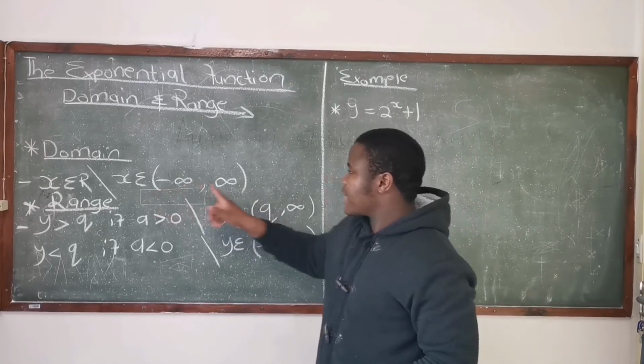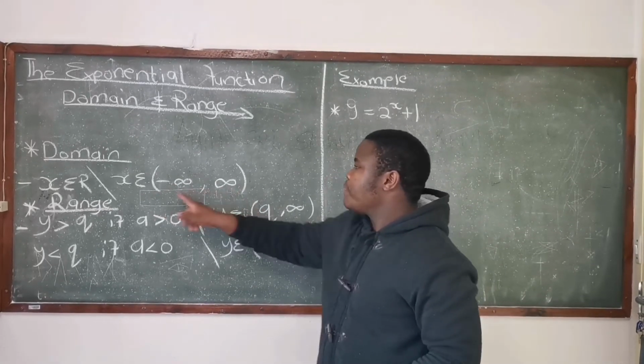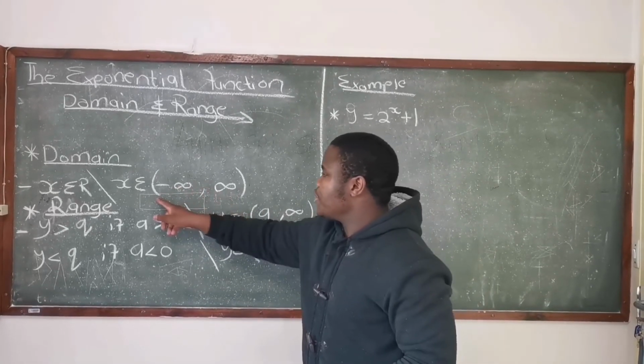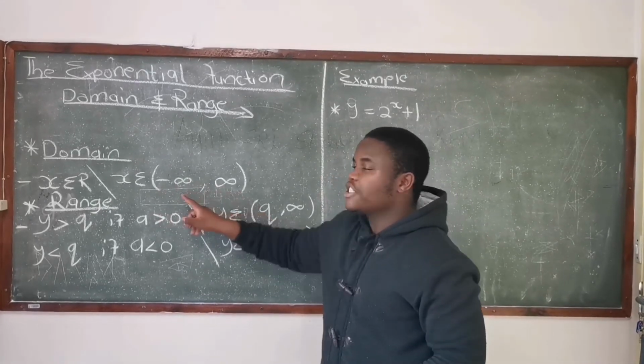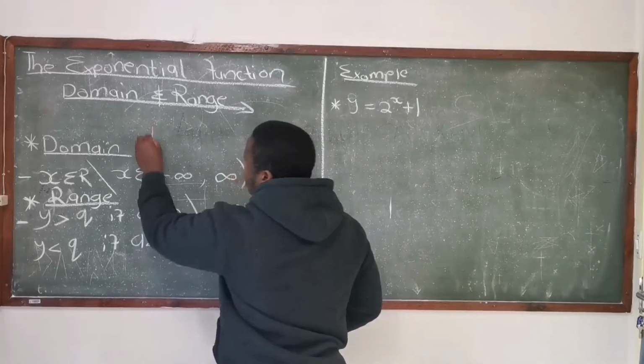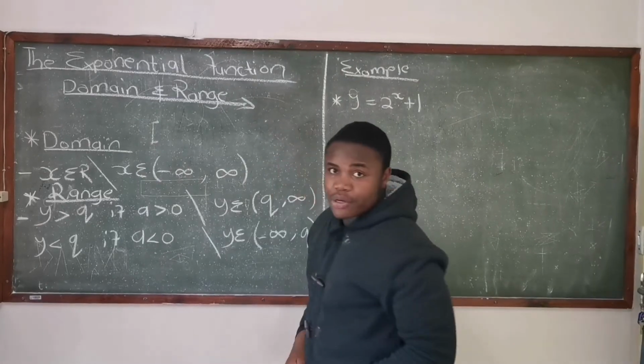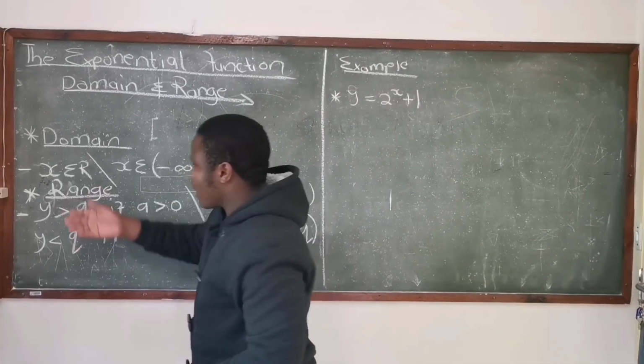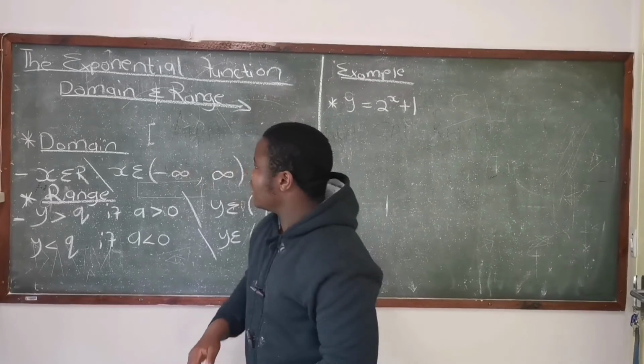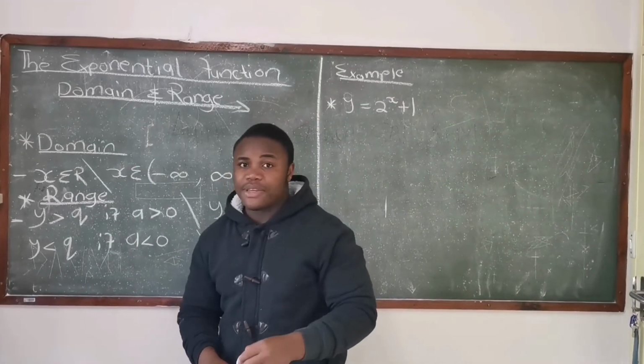Remember, you have to use these brackets because they indicate that now these numbers are not included. Remember, use these brackets. If you use that square bracket, you will be wrong. So going forward, let's talk about range also. Range is a little bit complicated, but don't be afraid because I'm here to explain that.